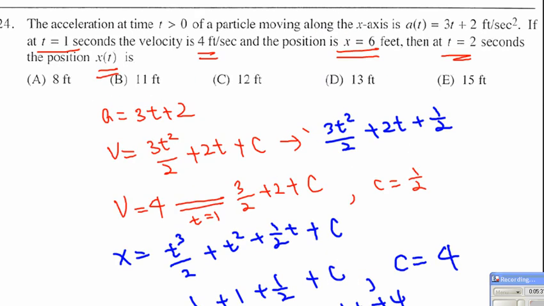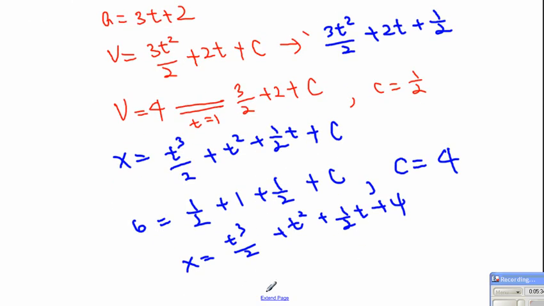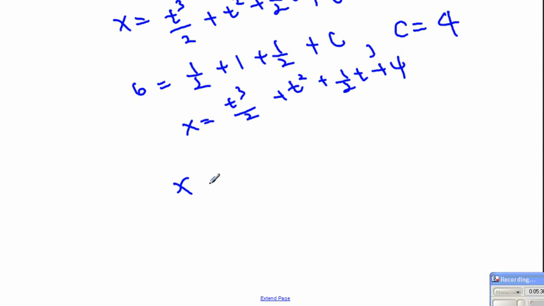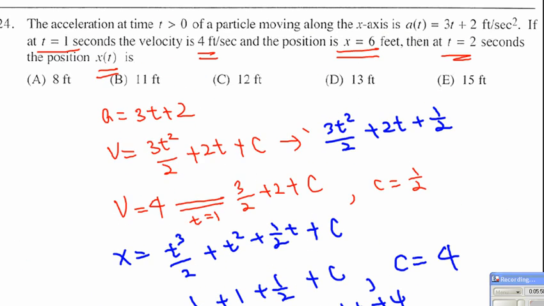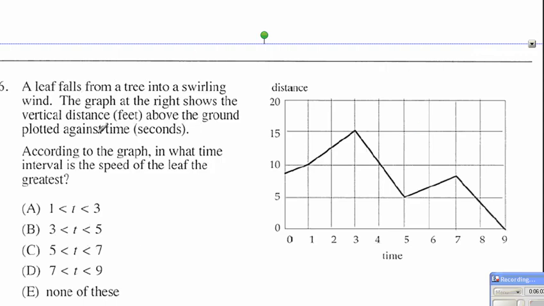Now, we're looking at when time is equal to 2, and as you plug in 2 for all of them, we end up getting position x becomes 8 over 2 plus 4 plus 1/2 times 2 plus 4. Now, then here it simplifies into 4 plus 4 plus 1 plus 4. Then we end up getting 13 as our answer. Now, it should be right over here. The next question.